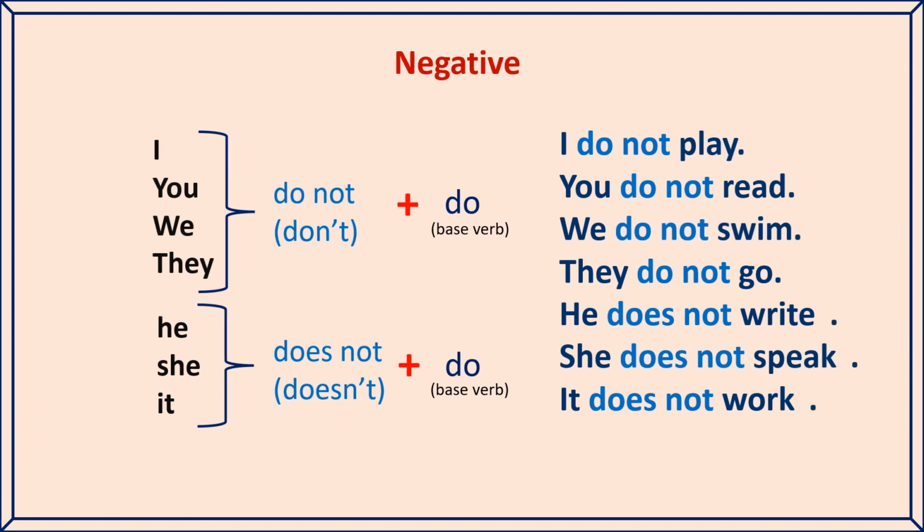To form the negative sentences, we use do not and does not, followed by the subjects. I do not play. You do not read. We do not swim. They do not go. He does not write. She does not speak. It does not work.